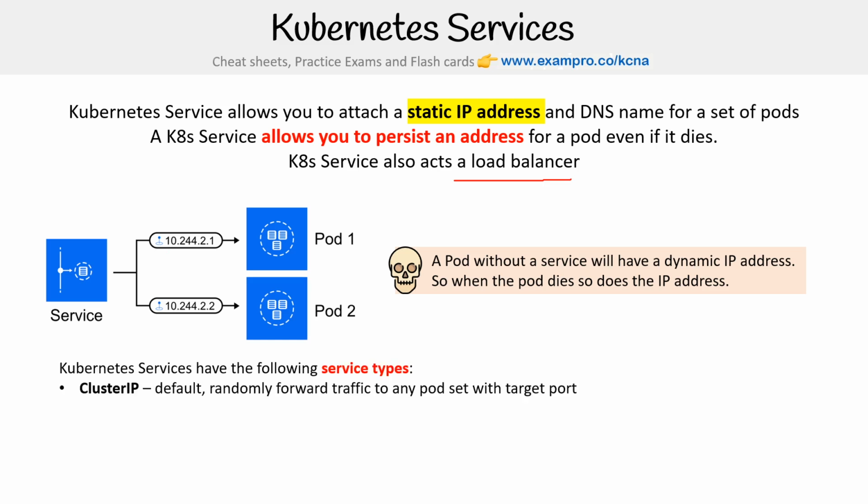We have cluster IP. This is the default. If you don't specify a type, it will be a cluster IP. It randomly forwards traffic to any pod set with the target port.